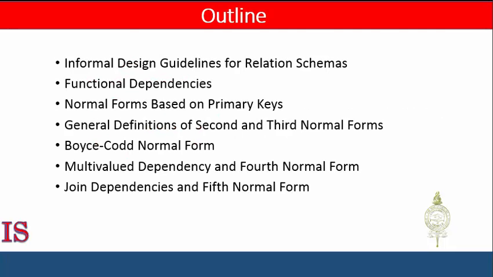The bulk of this series will be on informal design guidelines for relation schemas. We're going to cover functional dependencies, normal forms based on primary keys, and general definitions of second and third normal forms. Then we will touch briefly on Boyce-Codd normal form, multi-valued dependency in fourth normal form, and join dependencies in fifth normal form. So let's proceed.